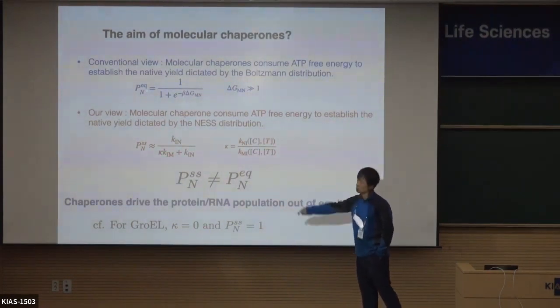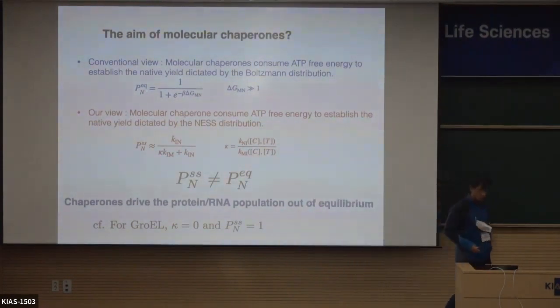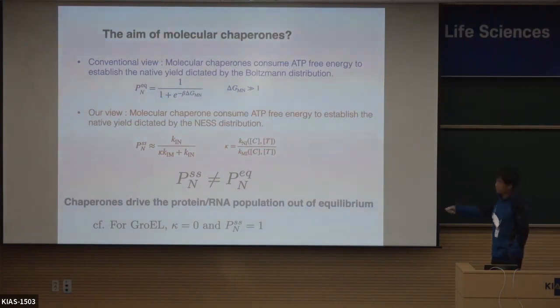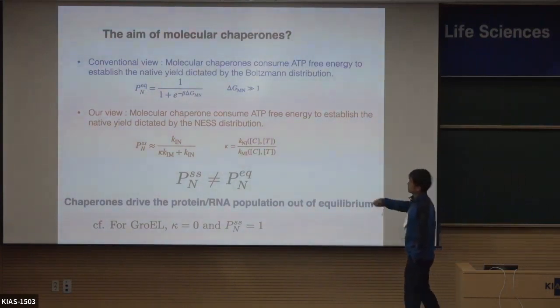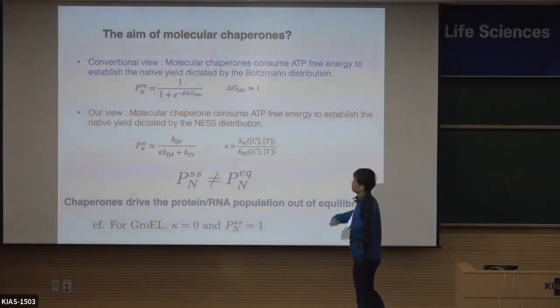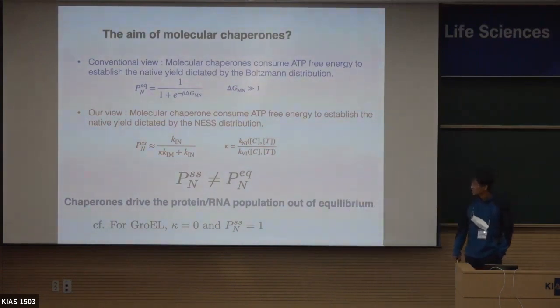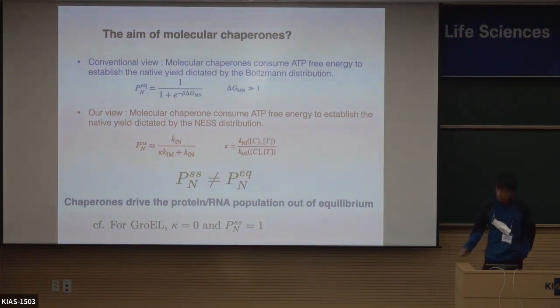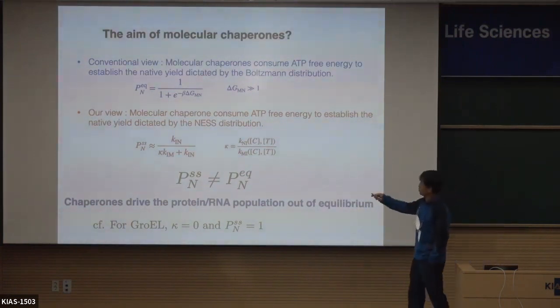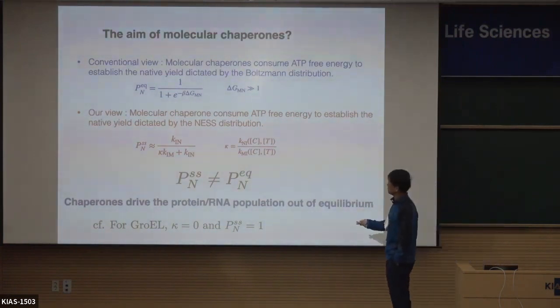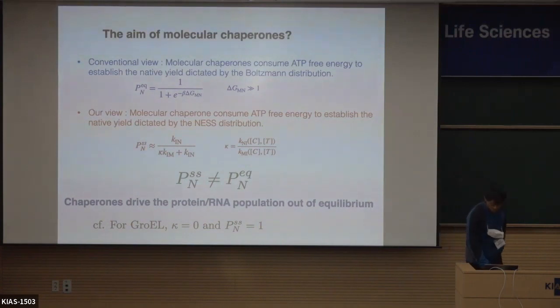So the equilibrium distribution is also close to one. So there's no way to actually distinguish whether this mechanism is due to equilibrium or non-equilibrium. But at least for the RNA case, this is kind of obvious. As I showed you, the RNA steady state native probability is not one, it's just a non-zero value, right?